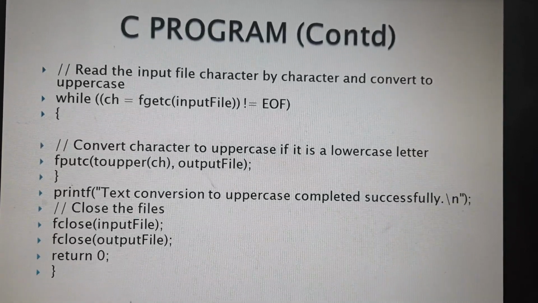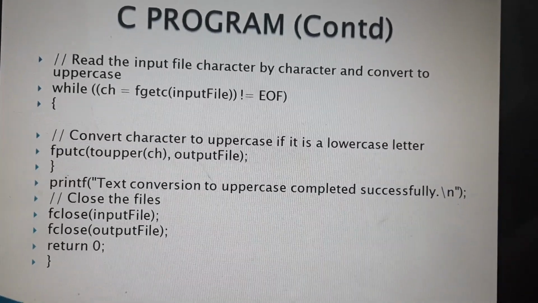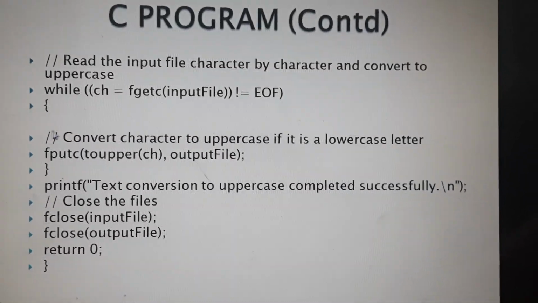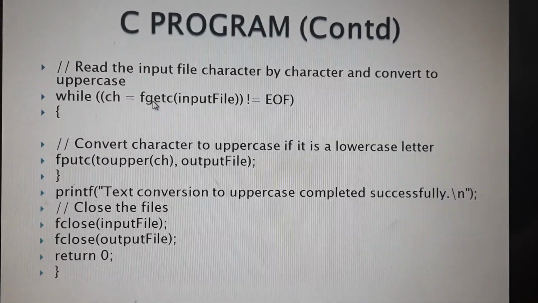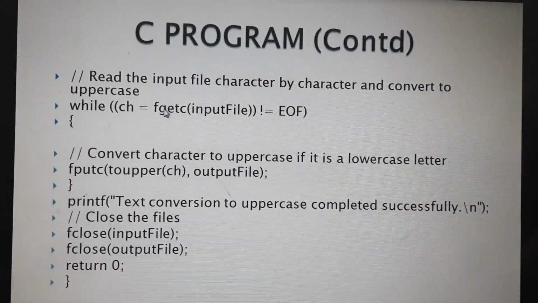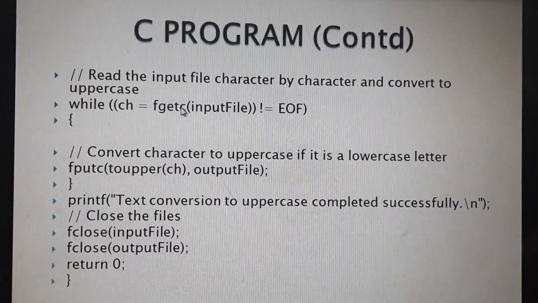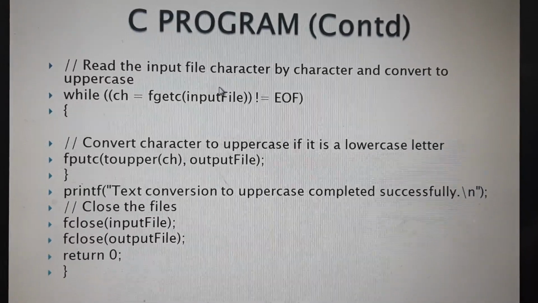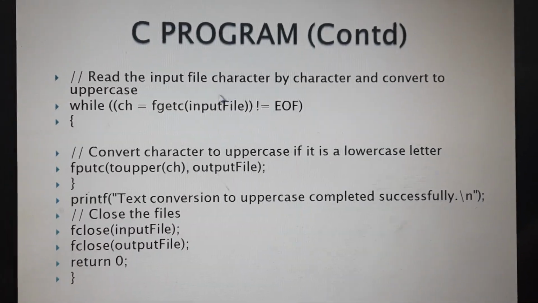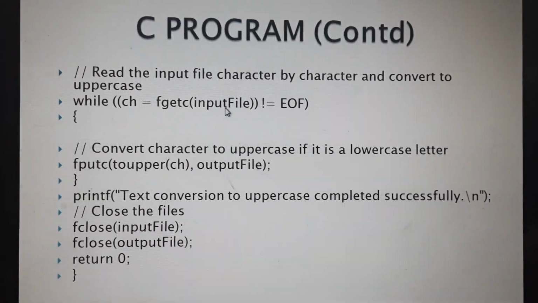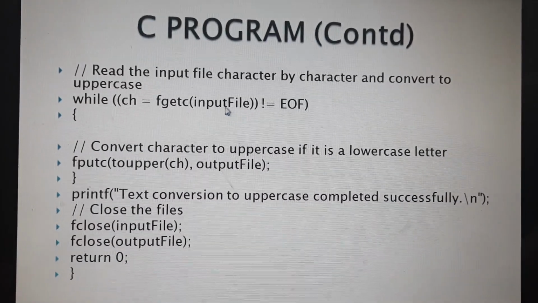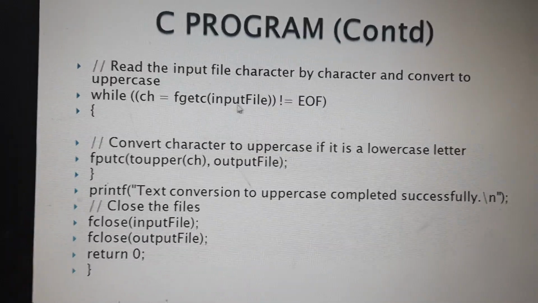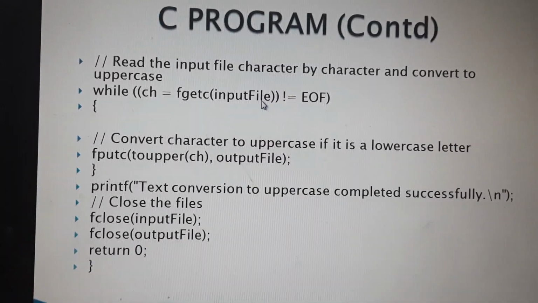Here each and every character will be read separately from the file. That's why we have specified getc. From where am I getting the character? From the input file. So when I declare the statement ch is equal to getc, it will read the first character which is available in the input file.